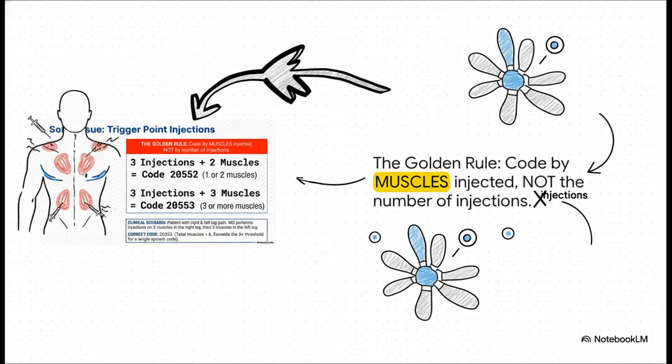And get this, it's not always about the action, it's about the target. For trigger point injections, a doctor could do, say, 10 different injections, but if they're all in only 2 muscles, it's coded as just one procedure. The key isn't the number of pokes, it's the number of muscles treated. That's the golden rule here.